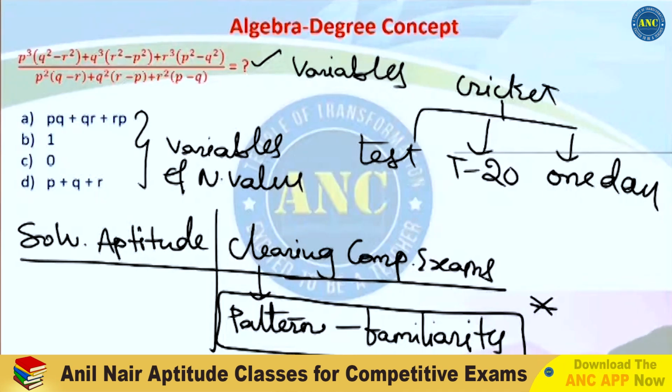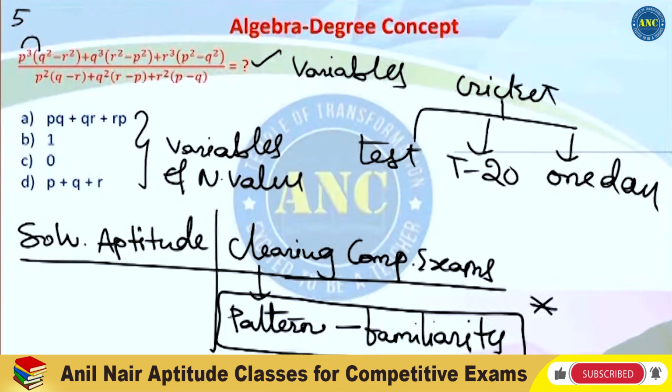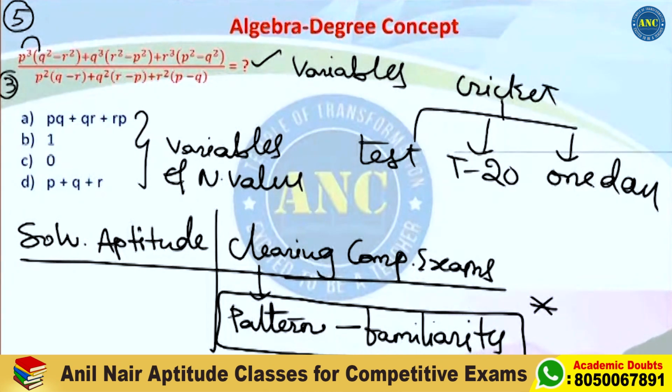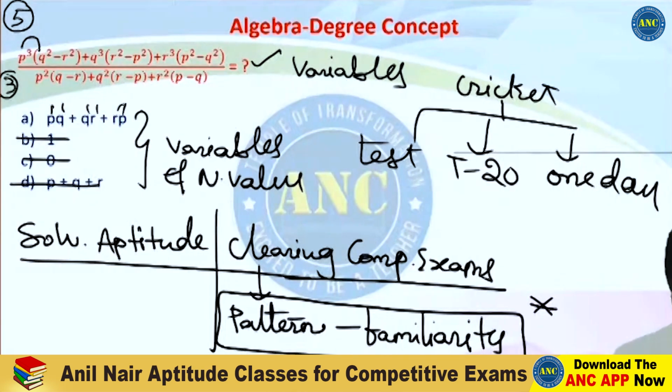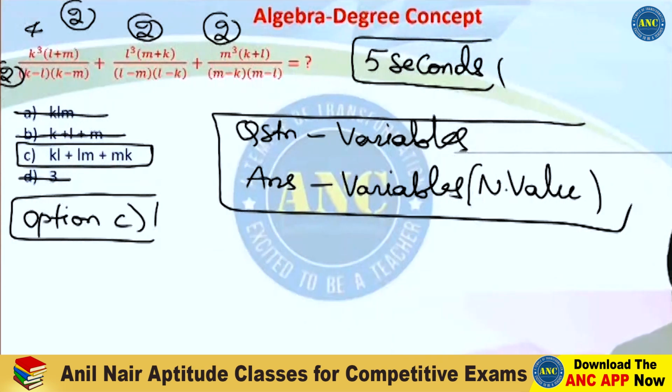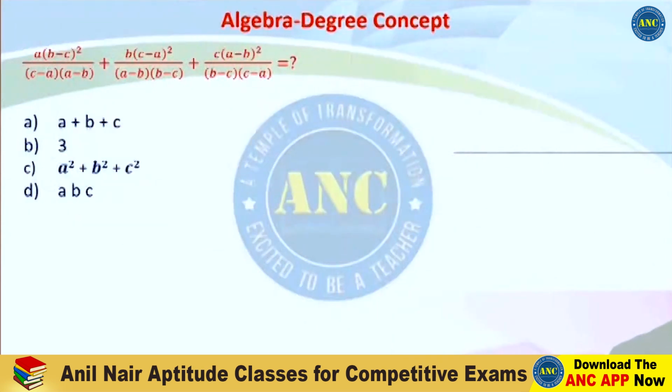Teja, it is easy, right? P cube, Q square. Degree is nothing but 5. Everywhere it is 5. Numerator degree is 5. Denominator degree is 3. If it is a fraction, 5 minus 3 is 2. Answer degree should be 2. B, C and D out. Option is nothing but A. Clear? Basics. You have to be extremely good.